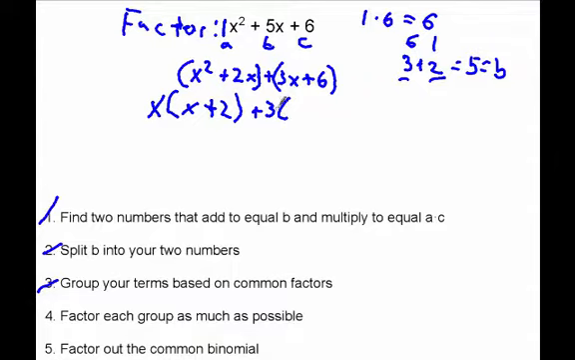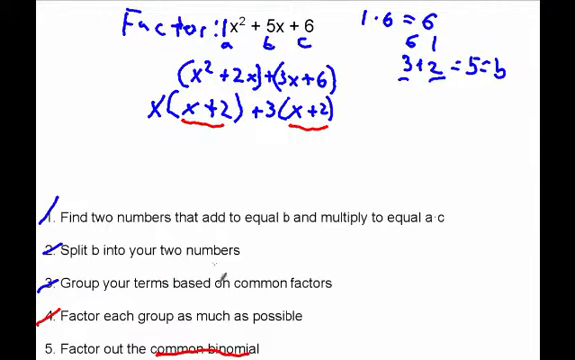3x divided by 3 is just x. 6 divided by 3 is plus 2. Now what you should notice is that in this binomial I have x plus 2, and in this binomial I have x plus 2. That means that I'm doing this right. I want the numbers that are left inside the parentheses to be the same. That is the common binomial that we're talking about in step 5. So step 4 is done.